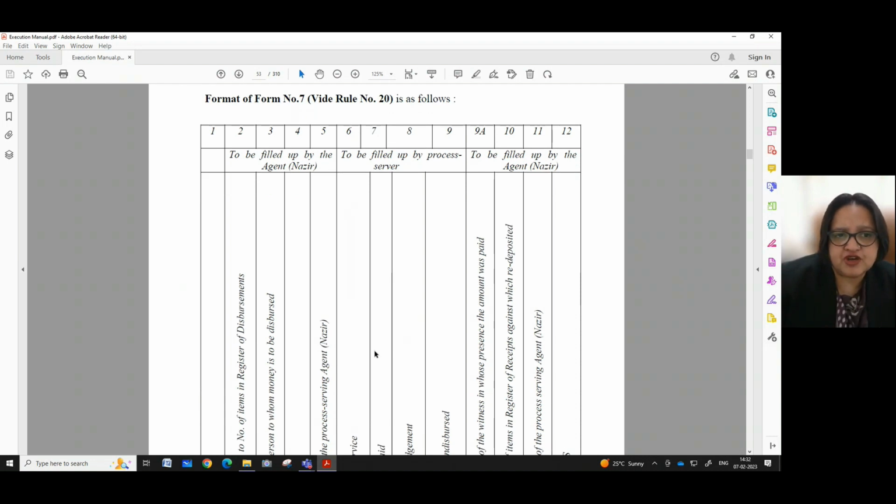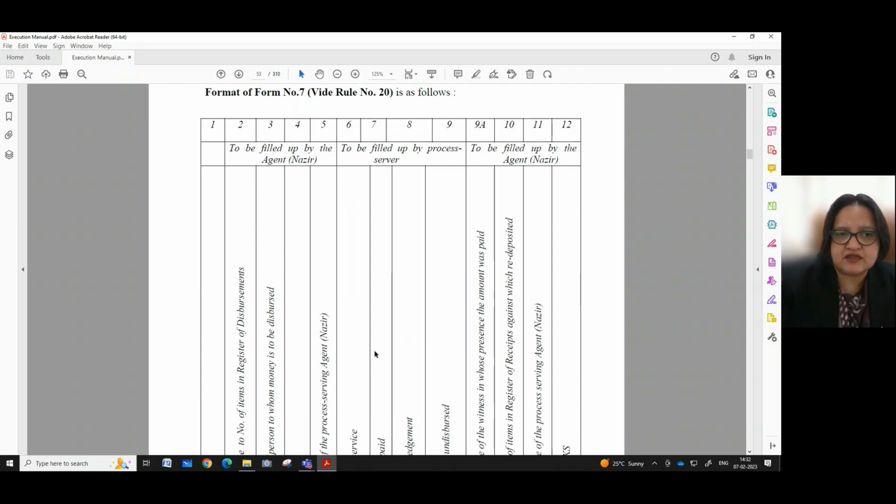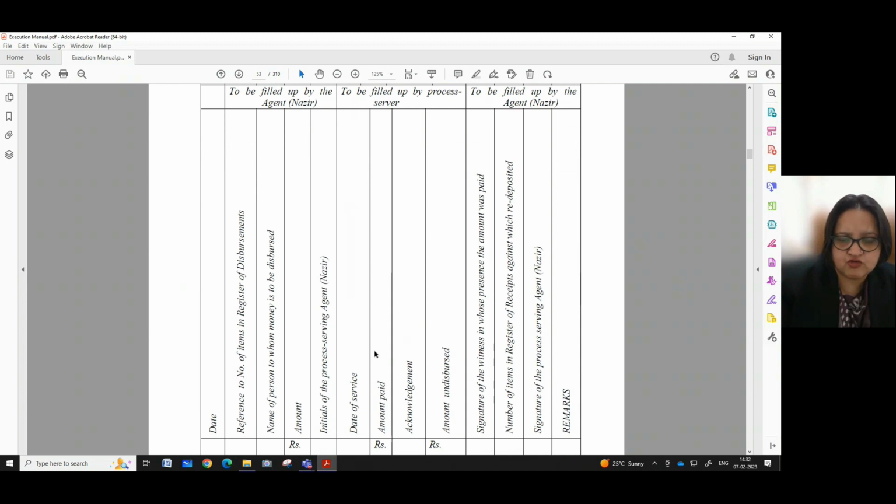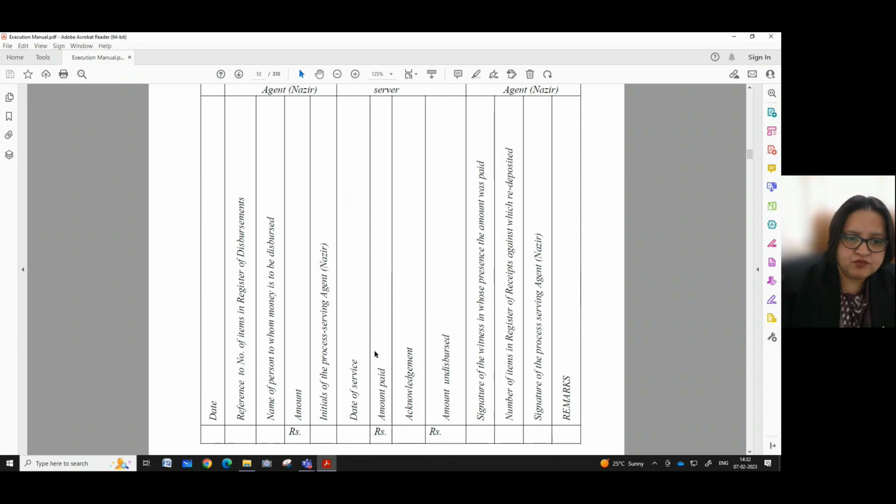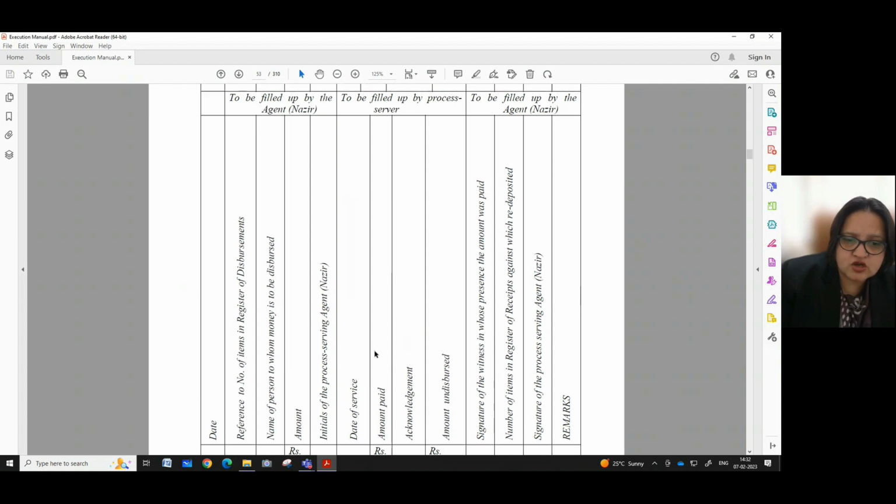Now column number 2 to 5 is to be filled up by the Nazir, that is the agent. Column number 6 to 9 is to be filled up by the process server, and column number 10 to 12 is again to be filled up by the Nazir. So let us see what all these columns are. Column number 1 is the date. Column number 2 is the reference to number of items in the register of disbursement. Column number 3 is the name of the person to whom money is to be disbursed. Column number 4 is the amount. Column number 5 is the initial of the process serving agent, Nazir.